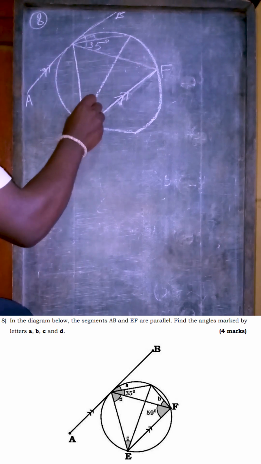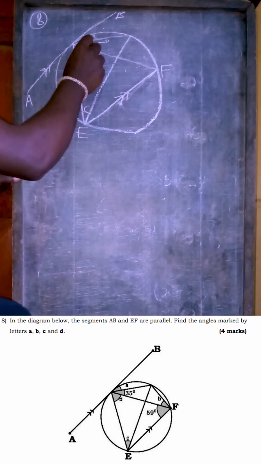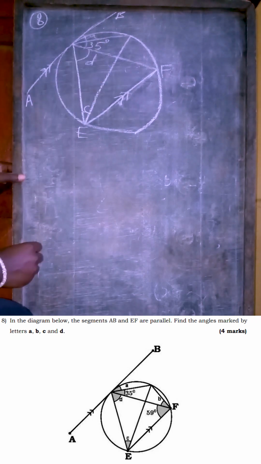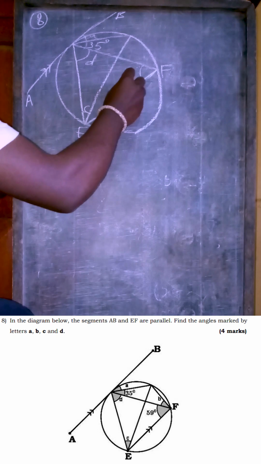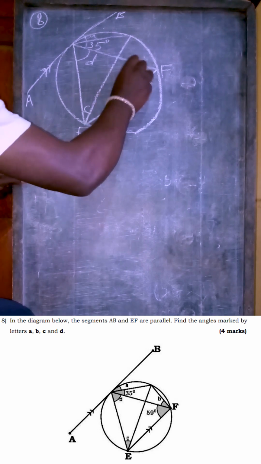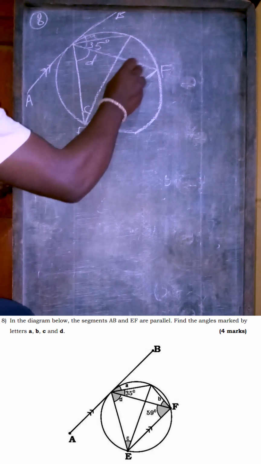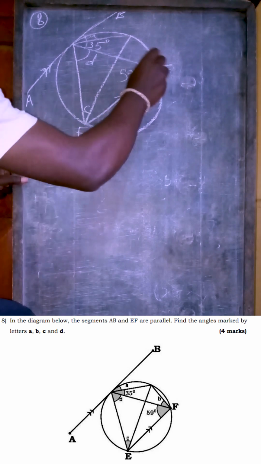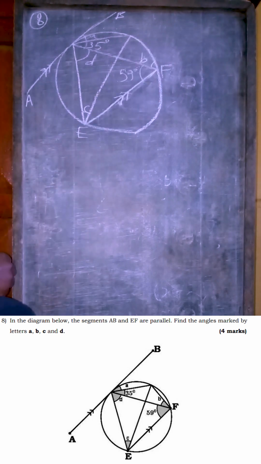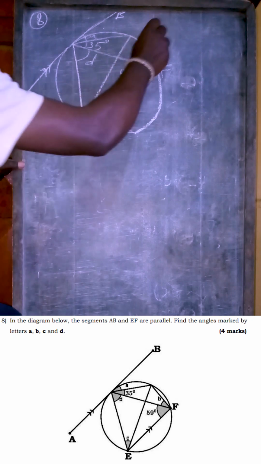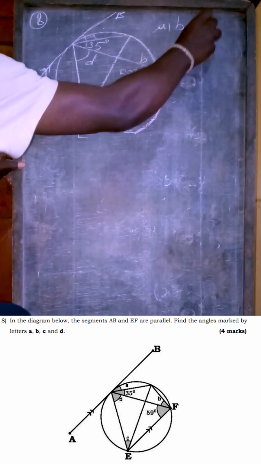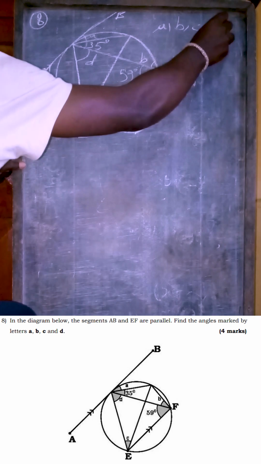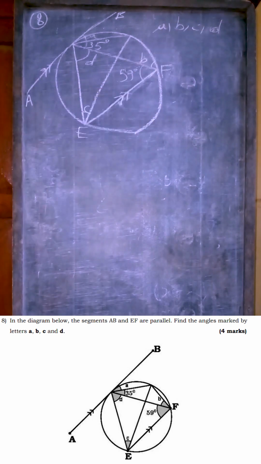And here we have the letter C, the letter D, here we have 59 degrees, and we have B here, and I think that all values are given here. It is like this. Then you have to find the values of A, B, C, and D. We are going to find A, B, C, D.